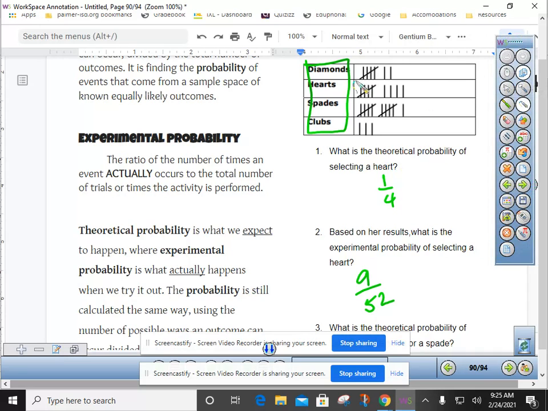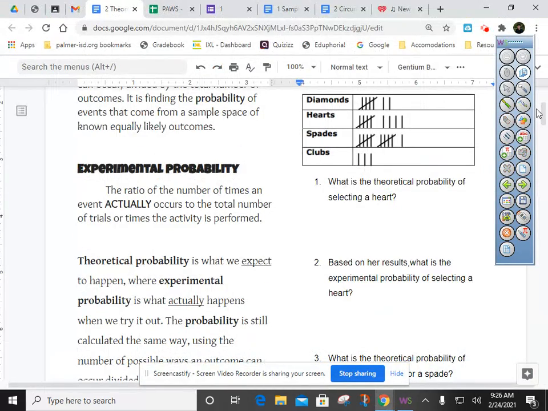So look, what does number 3 say? Number 3 says, what is the theoretical probability of selecting a diamond or a spade? So theoretical for diamonds and spades. How many suits are there? 4. How many are diamonds and spades? 2. 2 out of 4 simplifies to what? 1/2. And then the experimental probability would be diamonds are 7 and spades are 11. So that'd be 7 plus 11 is 18. 18 out of 52. There you go. Yeah, it's pretty simple.